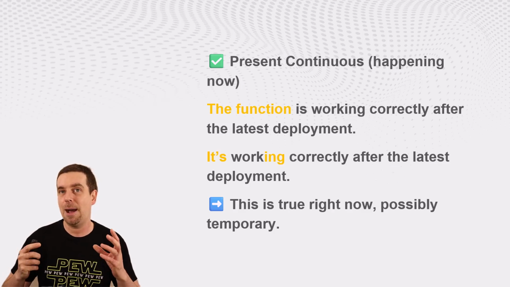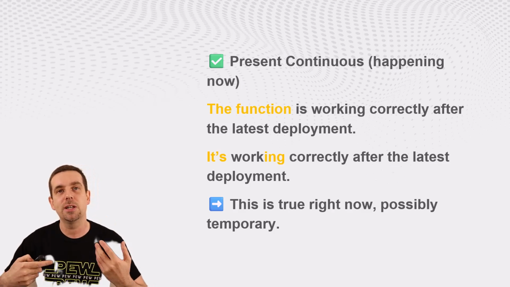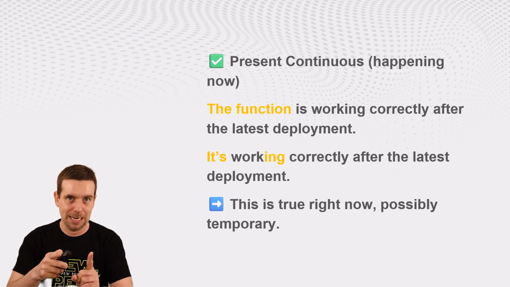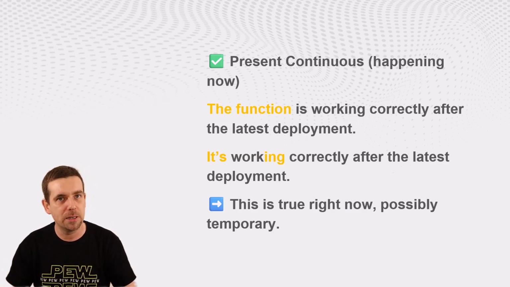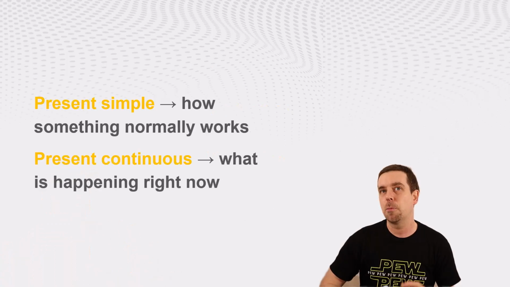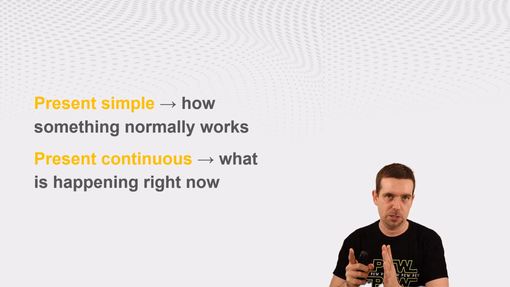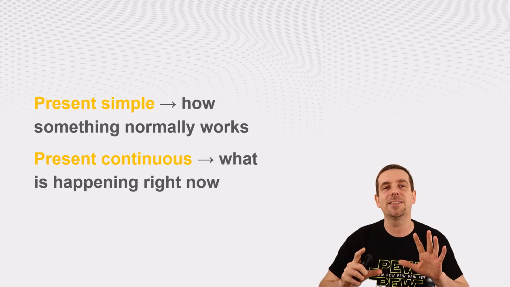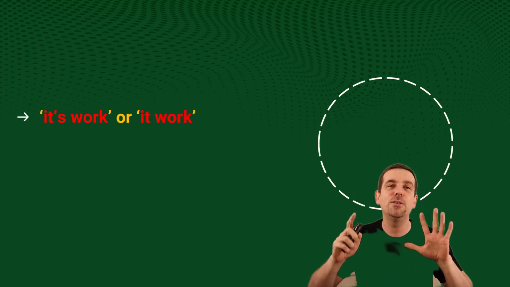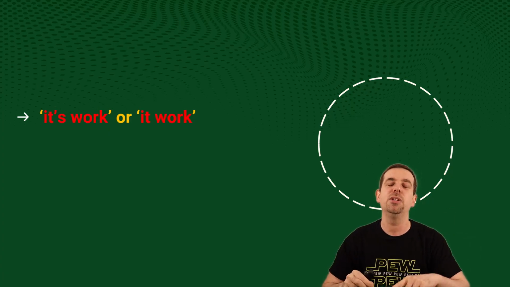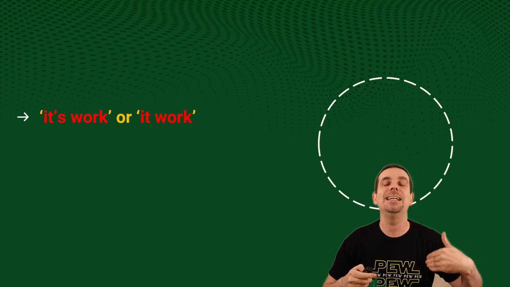Present continuous is about happening now. The function is working correctly after the latest deployment. And again, to avoid repeating, we say "it's working correctly after the latest deployment". This is true right now, in this moment, possibly temporary. So the present simple is how something normally works. Present continuous is what is happening now. But again, try to fix these little mistakes of saying "it's work" or "it work", when you need to say "it works" or "it is working".